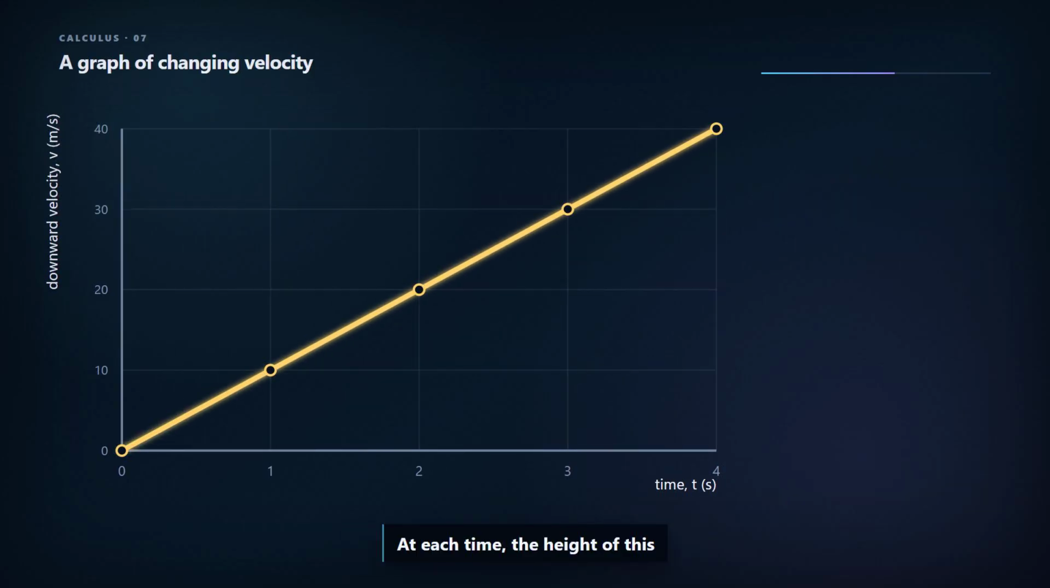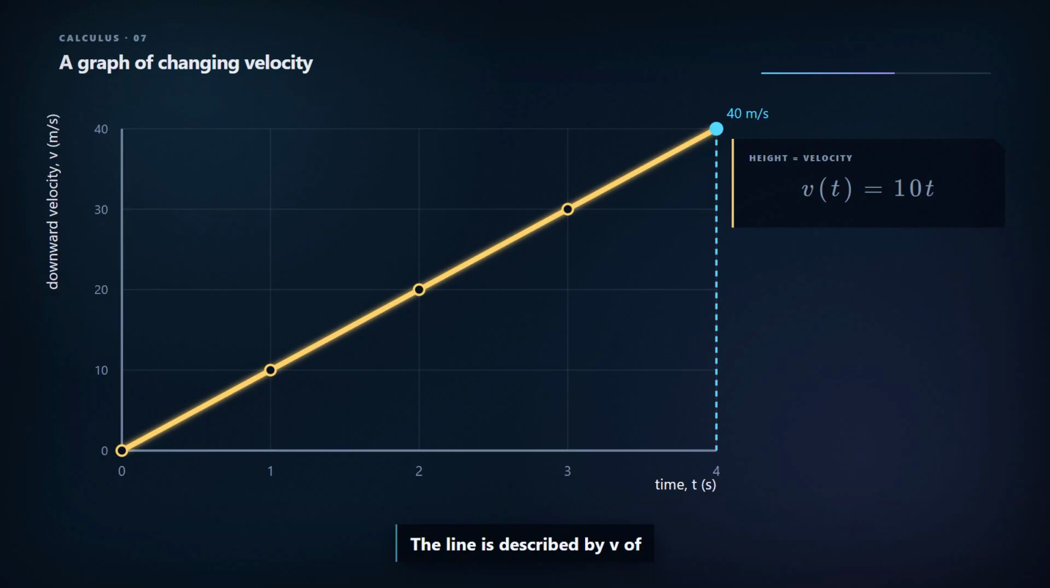At each time, the height of this gold line gives downward velocity. It begins at 0 and increases by 10 meters per second every second. At 2 seconds, it is 20. At 4 seconds, it is 40. The line is described by v of t equals 10t. But the detector asks for meters, not meters per second. From 0 to 4 seconds, how can a graph of changing velocity produce a total displacement?